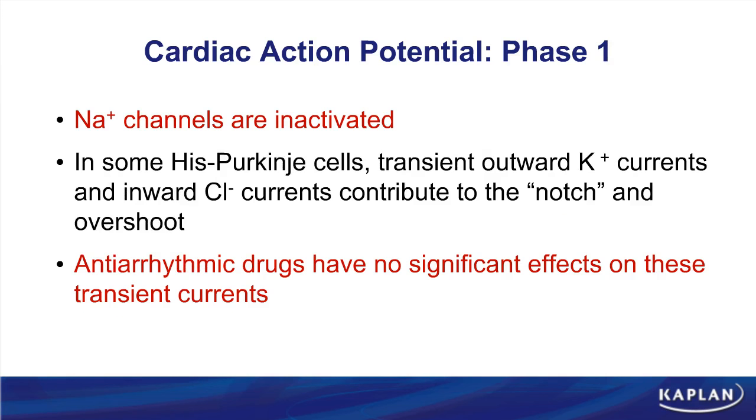In phase 1 of the action potential, sodium channels are inactivated. In fact, antiarrhythmic drugs have very little to no significant effect on these transient currents. This is where we're seeing the outward potassium current and an inward chloride current that contribute to this notch in the overshoot in phase 1.